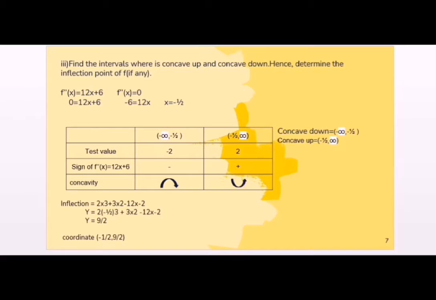Okay, below we will get the inflection point. To get the inflection point, we substitute x = -1/2 into the equation. So we get the coordinate of the inflection point is (-1/2, 9/2).